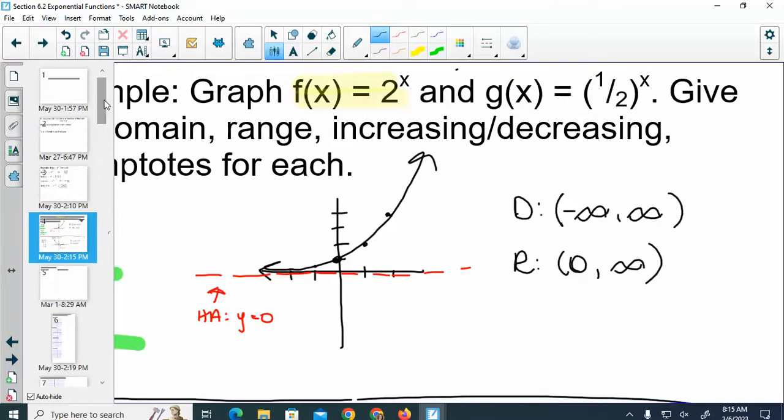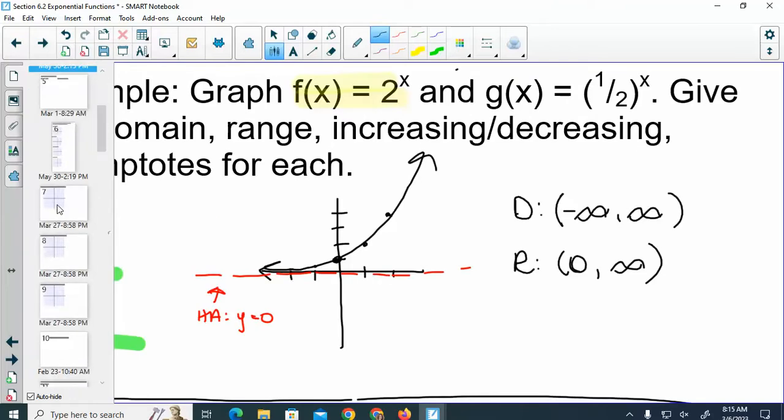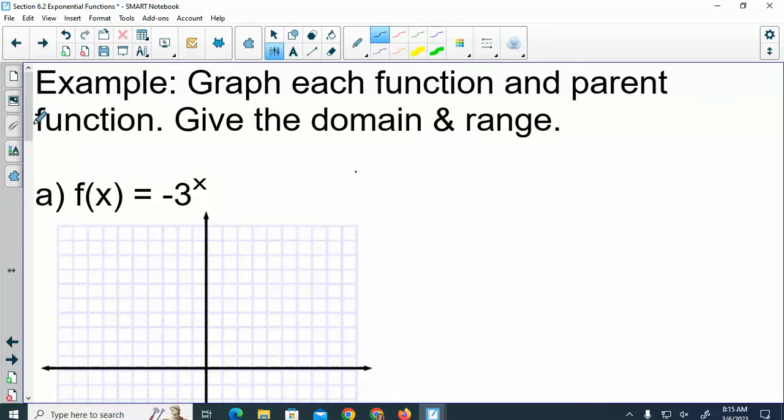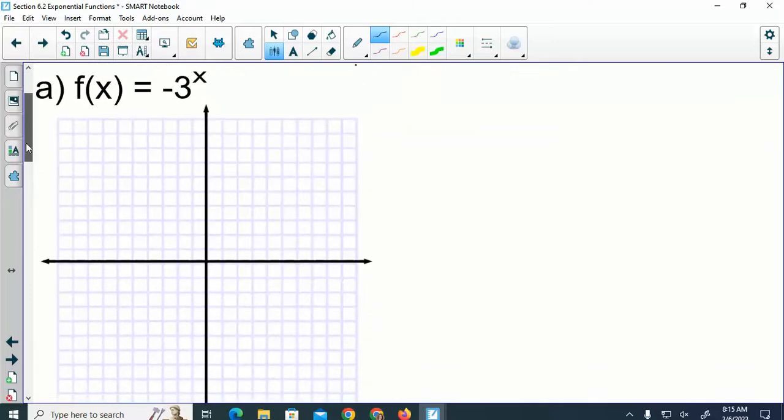Let's do some transformations with these. So we're going to graph these things. On your graphs, I will be looking for a minimum of 3 points. I will expect parent function and transformations just like any others.